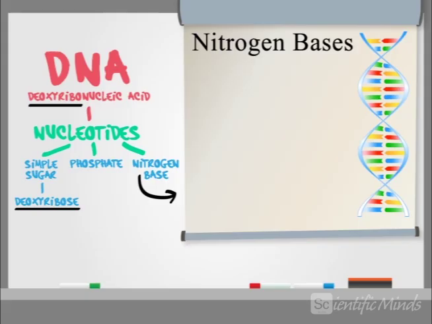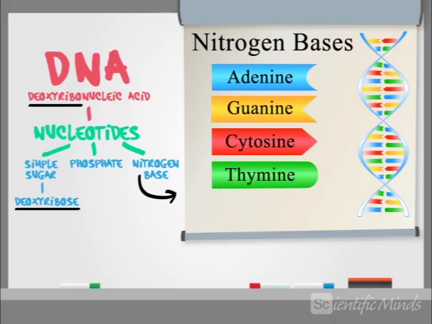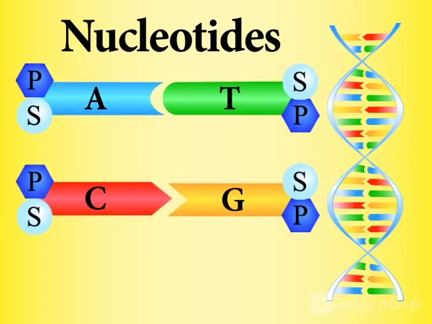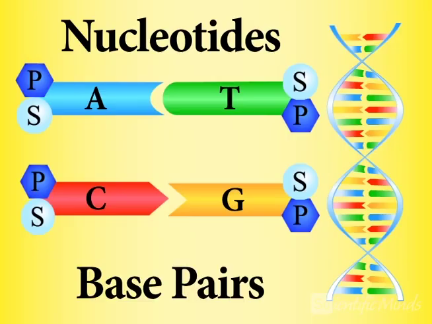There are 4 nitrogenous bases that make up the 4 possible nucleotides: adenine, guanine, cytosine, and thymine. All organisms have DNA made up of these 4 nucleotides. The phosphate of one nucleotide bonds to the sugar of the next nucleotide, so that bonded nucleotides form the long chains down the sides of the ladder. The 2 chains of nucleotides come together in specific ways to form the ladder rungs. Adenine always pairs with thymine, and cytosine always pairs with guanine. These are referred to as base pairs.